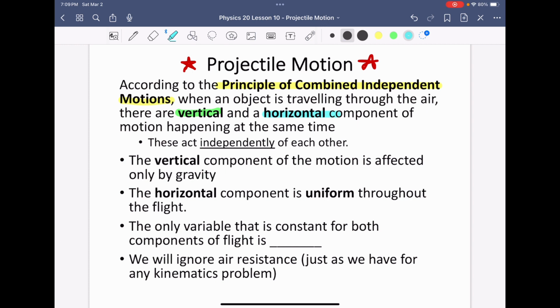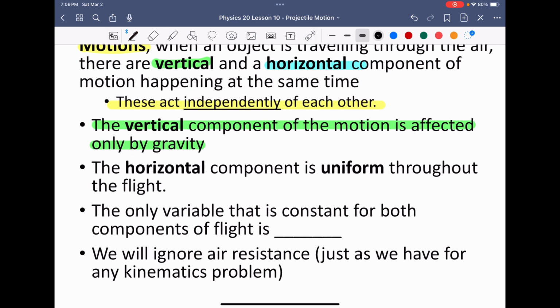And these things happen at the same time, but the most important thing is they act independently of each other. So combined independence meaning both of them are happening. They're happening together, but they're independent of each other. And here's how they're independent. The vertical component is affected by gravity, and thus it's accelerated. And so I'm even going to fill that in here. It faces acceleration. Namely, the acceleration it faces in these problems is g, or gravity.